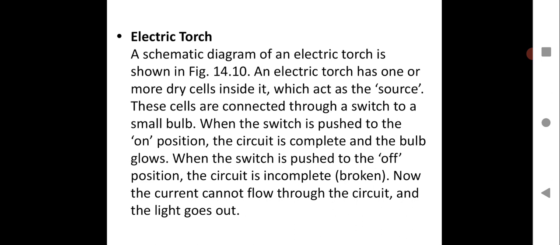So it basically works on the principle of switching it on and off, and it has cells inside. They are connected through a switch to a small bulb. So the bulb will glow inside, and it reflects light. We will see the diagram of the torch and how it is made. You just have to write down this short note in your notebook for this electric torch.